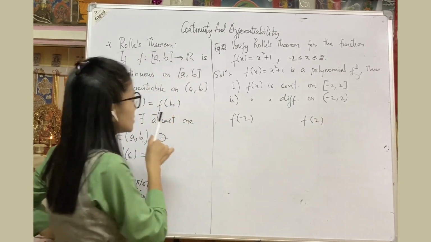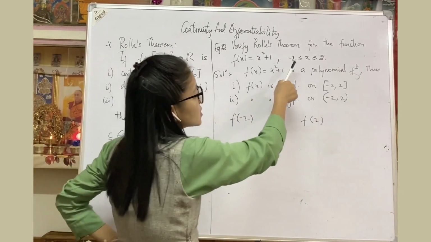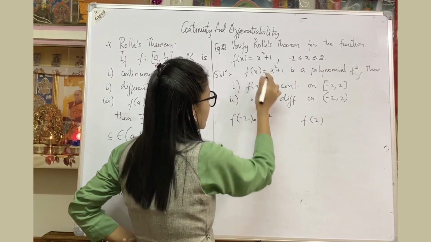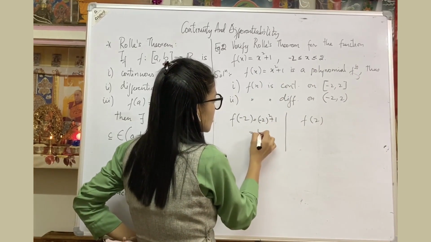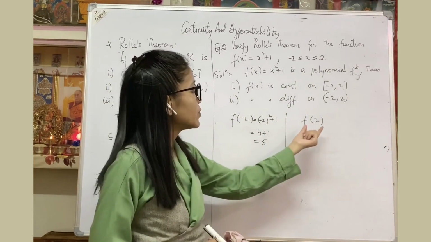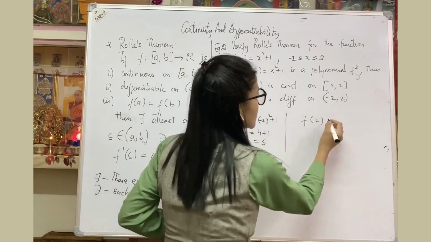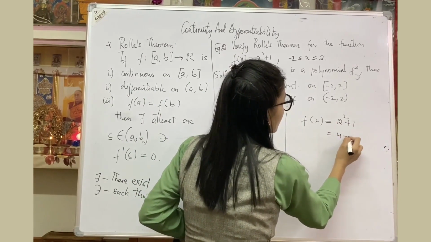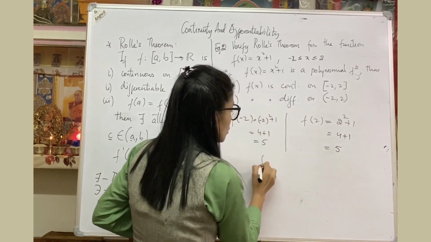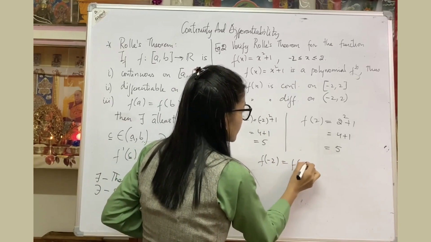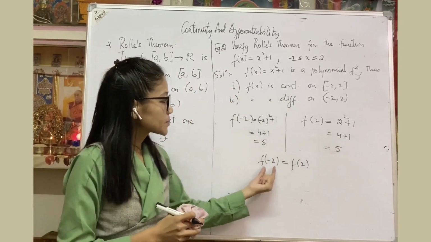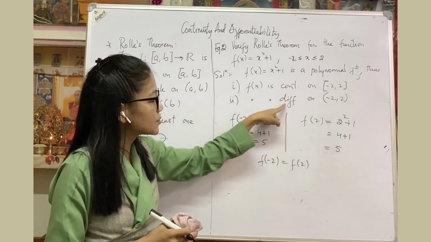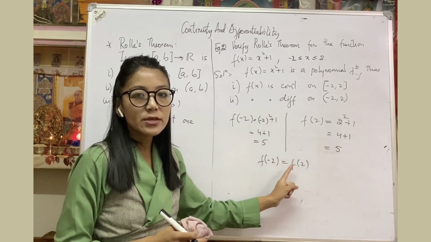So you have to check whether the third condition is satisfied or not. This is your a, this is your b. So f of a is equal to (-2) whole square plus 1, that is 4 plus 1, which is equal to 5. Now we will find f of 2, that is 2 square plus 1, so 4 plus 1 is equal to 5. So f of -2 is equal to f of +2. Now this function is satisfying all three conditions: the function is continuous, it is differentiable, and f of -2 is equal to f of 2.